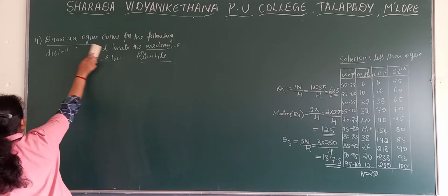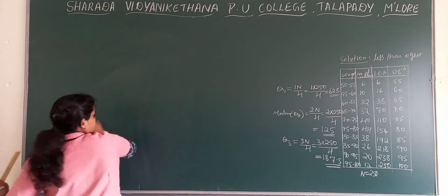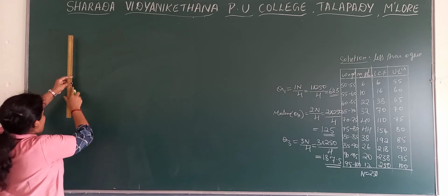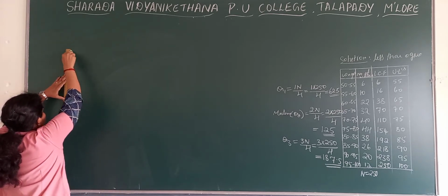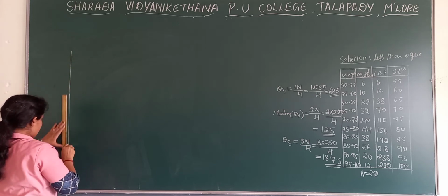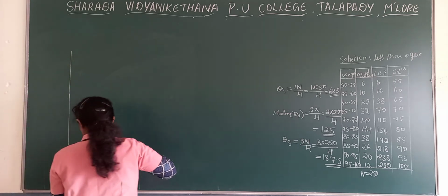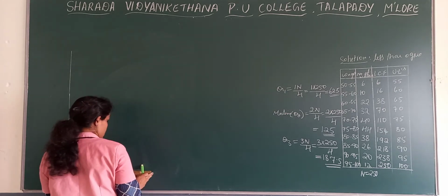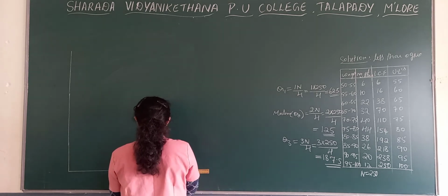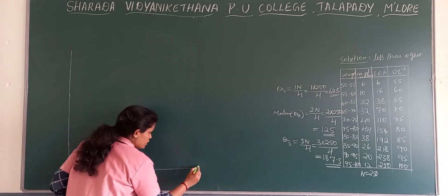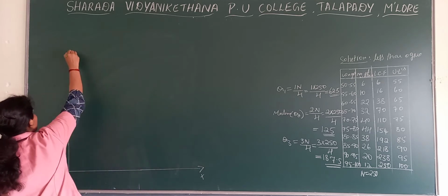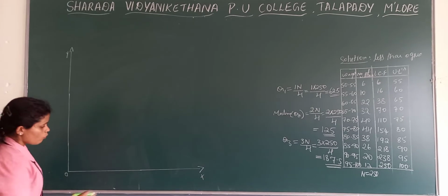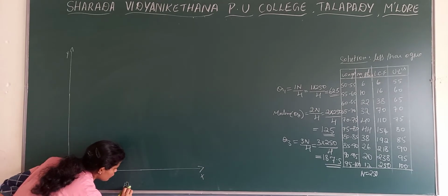Now, we draw the curve there. We draw the x-axis and y-axis. Here it is the x-axis and here comes the y-axis. 0. What do we need to take here? Daily wages.